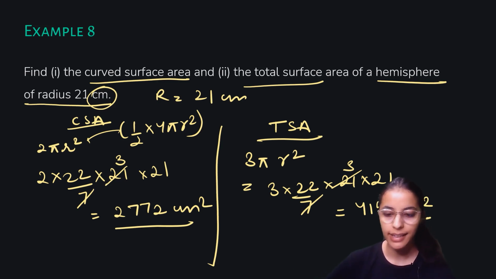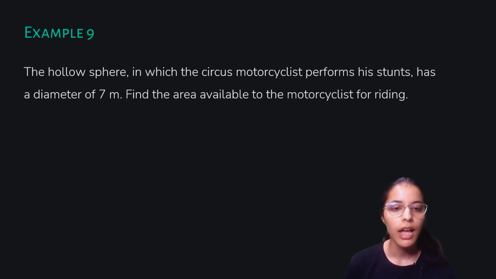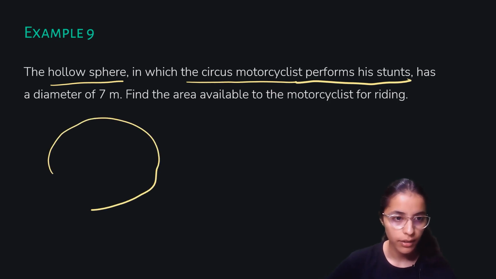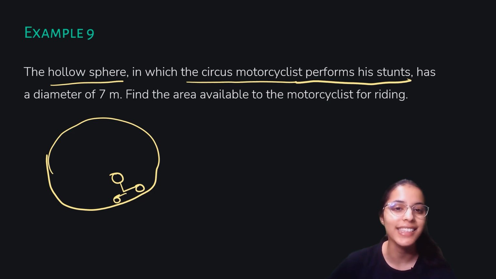That is our next example. Now in this question we are given the hollow sphere in which the circus motorcyclist performs his stunts. That is, there's a hollow sphere, and inside it a circus motorcyclist performs his stunt. We can consider this to be a cycle. Let's just consider, even if it doesn't look like one.